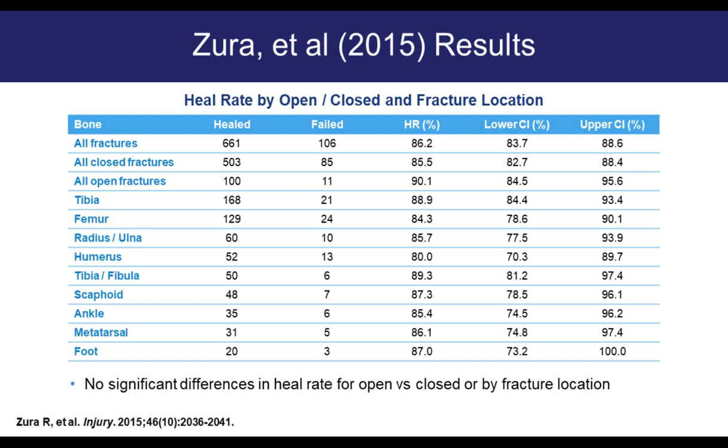You can pick your favorite bone on the left. We'll just go right down to tibia, which we've been talking about for much of today. 168 healed, 21 didn't. So 88.9% of the tibia fractures that were over a year old went on to heal with just the addition of LIPUS.